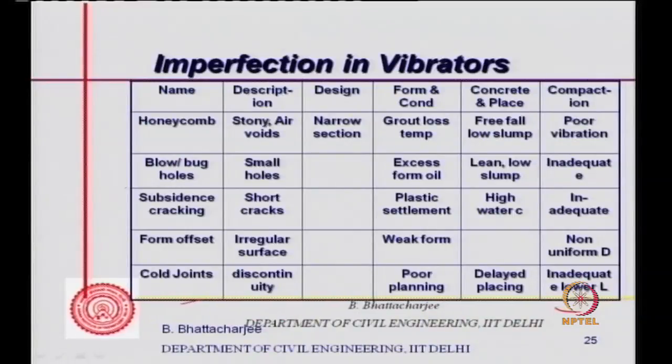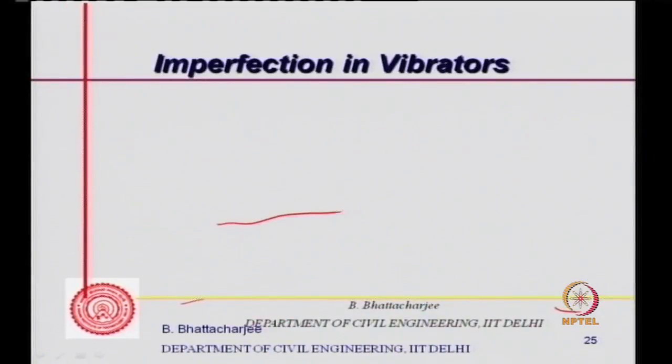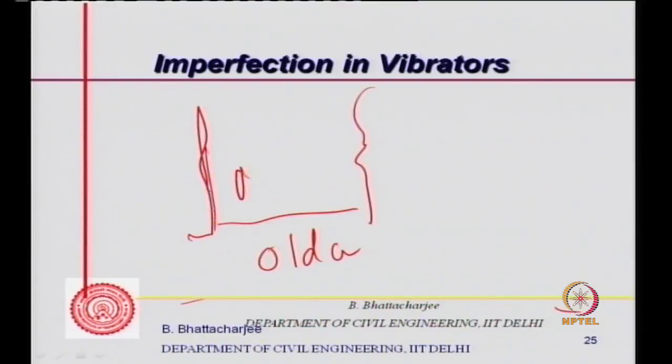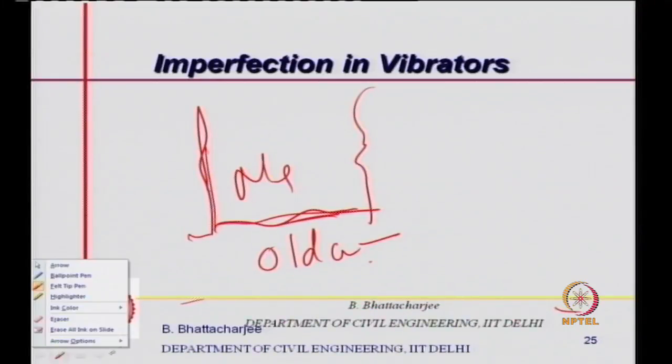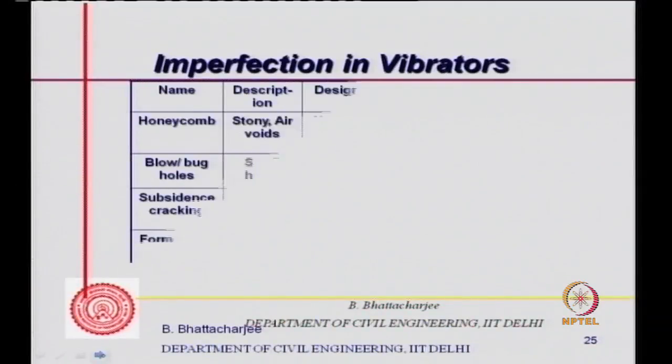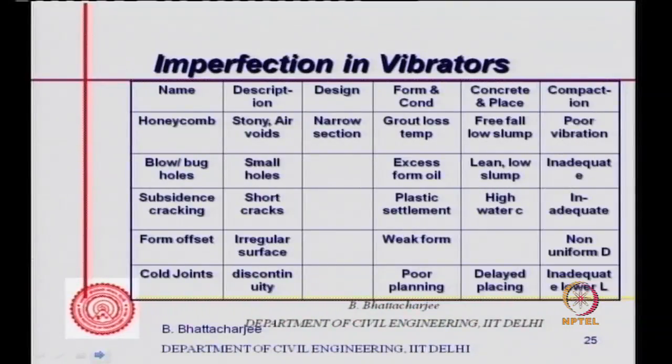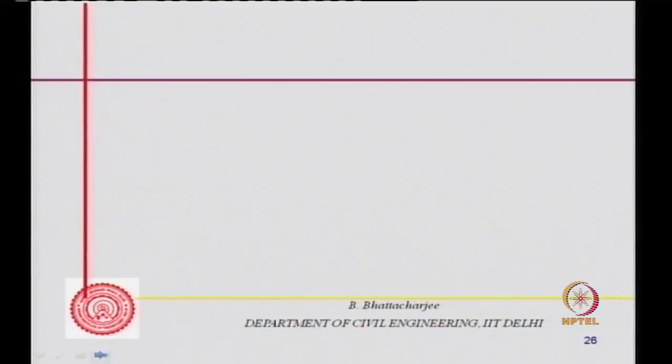Cold joint occurs when you have one concrete, old concrete, and then you have new concrete over here. So there can be cold joint formation, and this is inadequately vibrated. You might have cracks coming in, or a weak cold joint forming here if it is not vibrated properly. So that's it. These are the defects, the imperfections, that can come from vibrations.